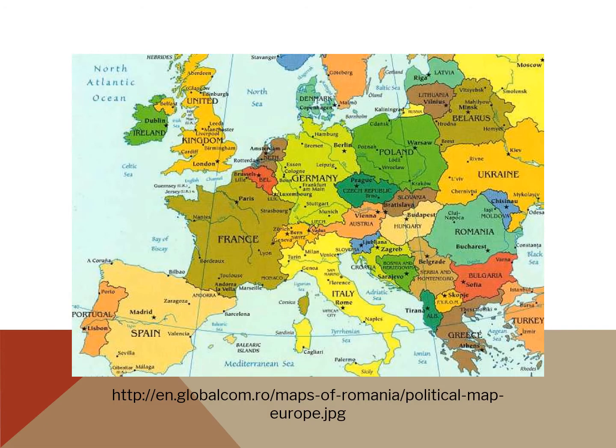This is another political map. This one is of Europe. So it's showing countries, and we've got some cities and stuff.